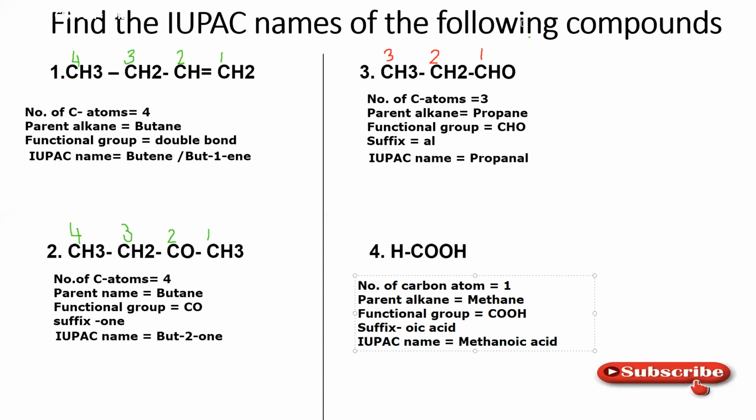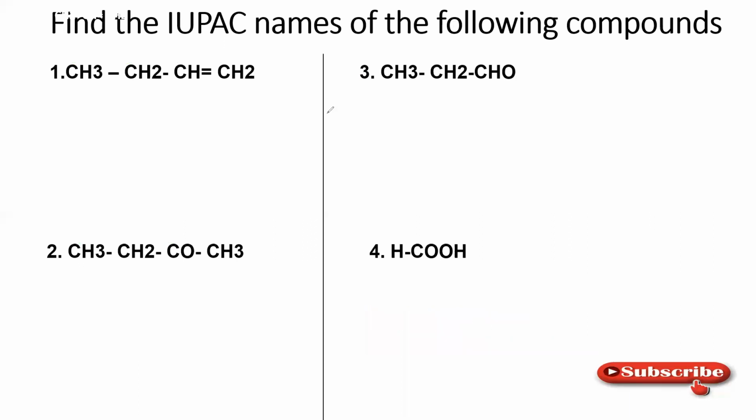Okay, now let us solve the next question. The next question is CH3CH2NH2. How many carbon atoms are present? 2 carbon atoms are present. If 2 carbon atoms are there, then the parent alkane is ethane.